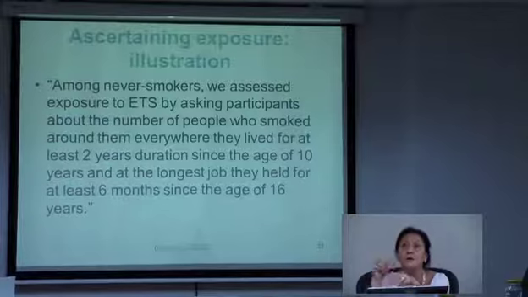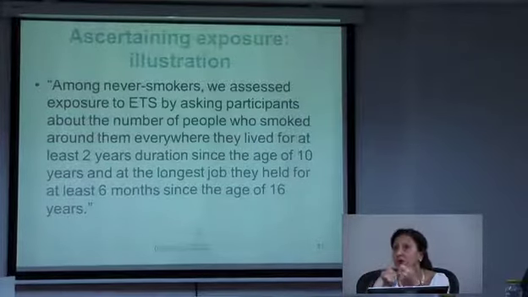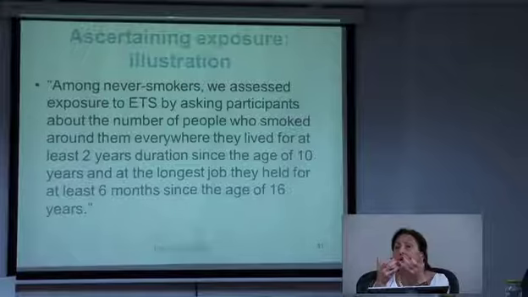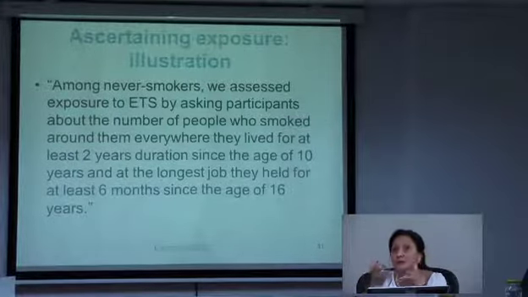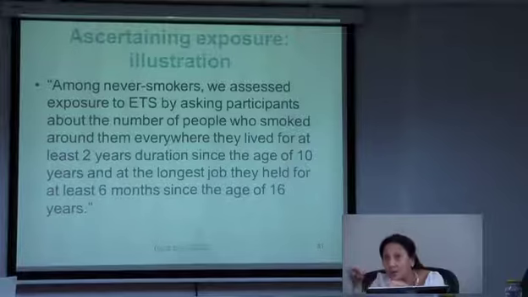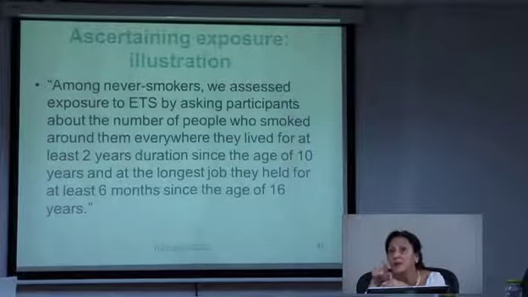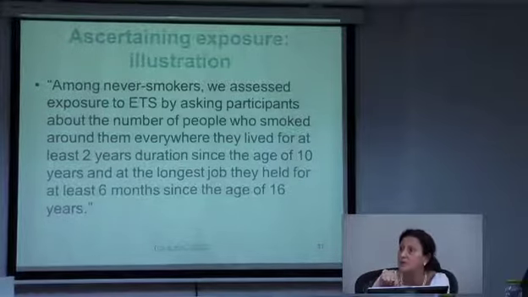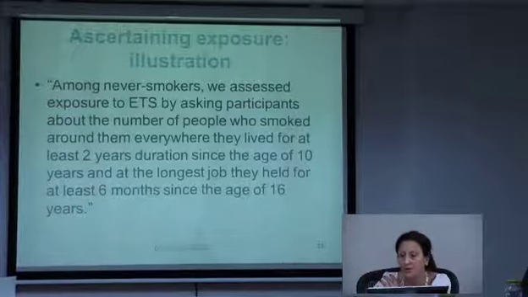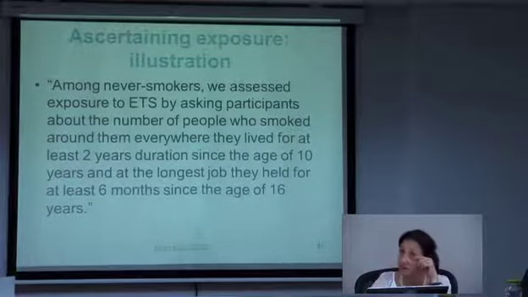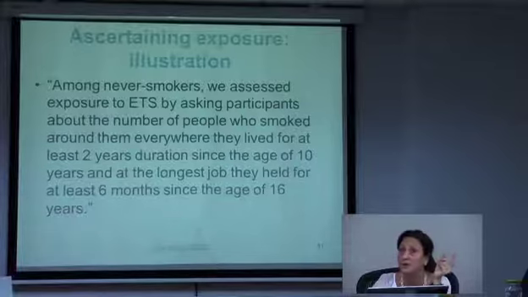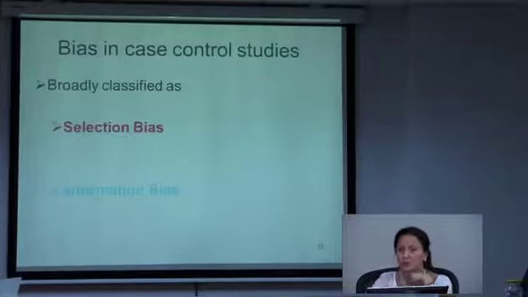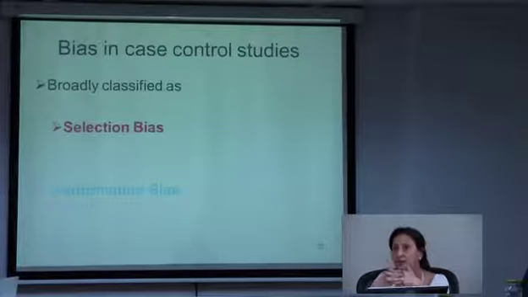Again, they also asked about the number of people, so it's a measure. How many people were smoking in the house where you lived, for at least 2 years, since the age of 10, and at the longest job they held for at least 6 months since the age of 16 years. So very specific to capture exposure of these cases and controls with respect to environmental tobacco smoke, because the objective of that study was twofold. One is to look at duration and intensity, and they wanted to see the relation between environmental tobacco smoke and bladder cancer. So this is with respect to measurement.